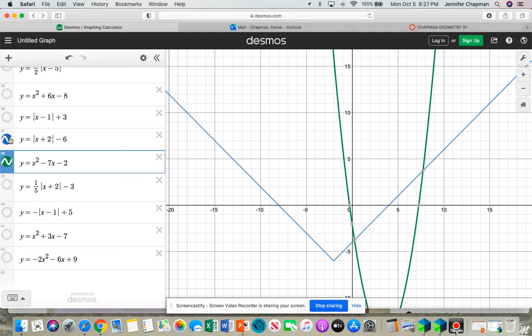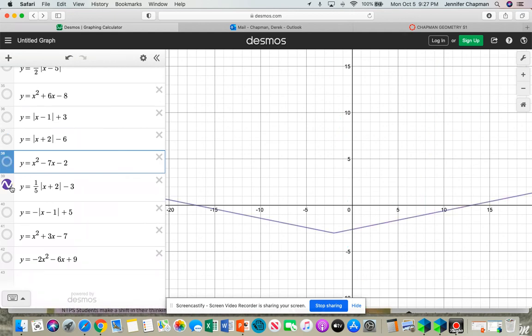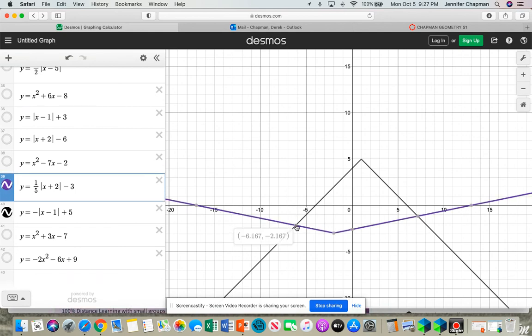Number 28, 1/5 times the absolute value of x plus 2 minus 3. And then the right side of the equation is the negative absolute value of x minus 1 plus 5. So same idea, since it's equations, you just care about where they cross. So x equals negative 6.167 and x equals 7.167.